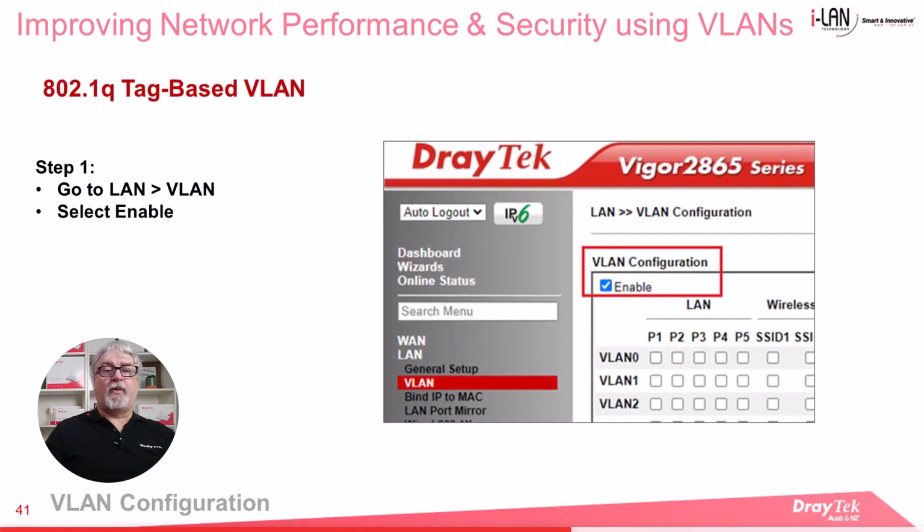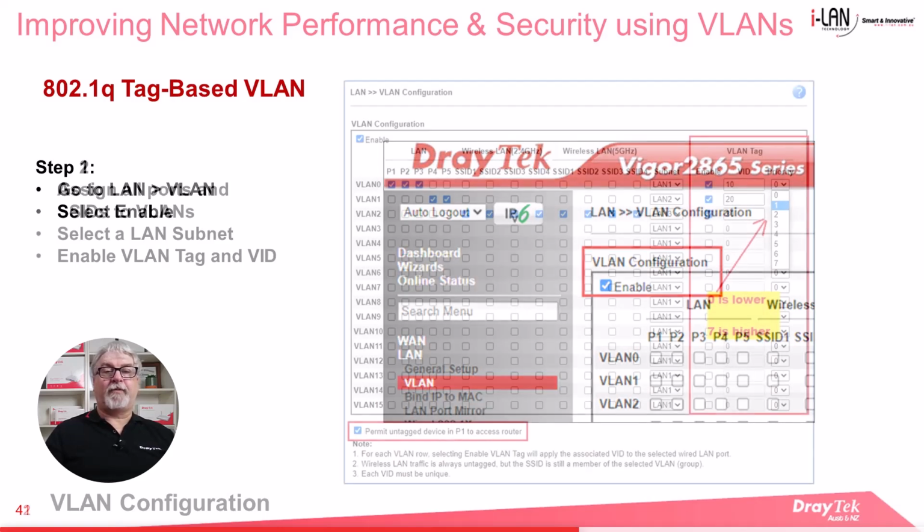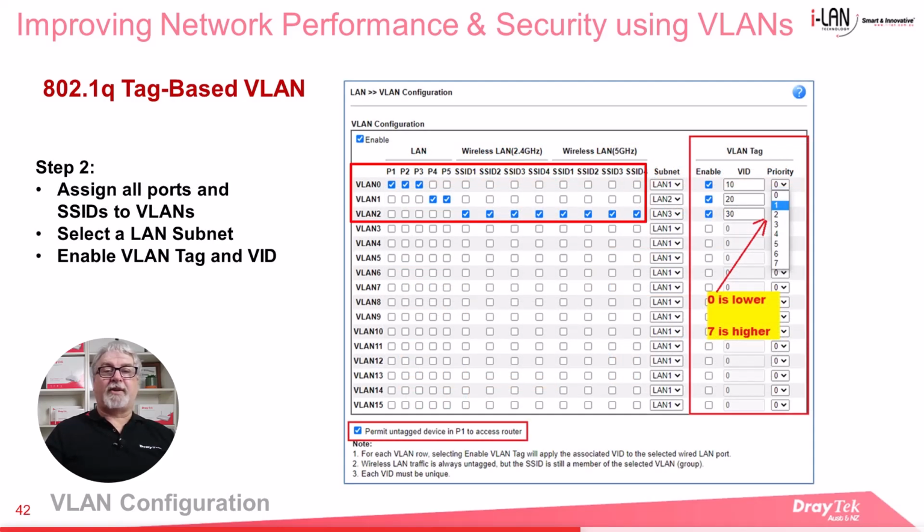Setting up 802.1q tag-based VLANs in DrayOS routers is similar to the setting of port-based VLANs, but includes a couple more steps. The first step is to go to the LAN VLAN configuration menu and enable VLAN configuration. Then assign all ports and SSIDs to VLANs, and then select a LAN subnet for each VLAN. The extra step is to enable the VLAN tag and assign a VLAN ID. The priority setting is optional. 0, the default, is the lowest priority, and 7 is the highest.